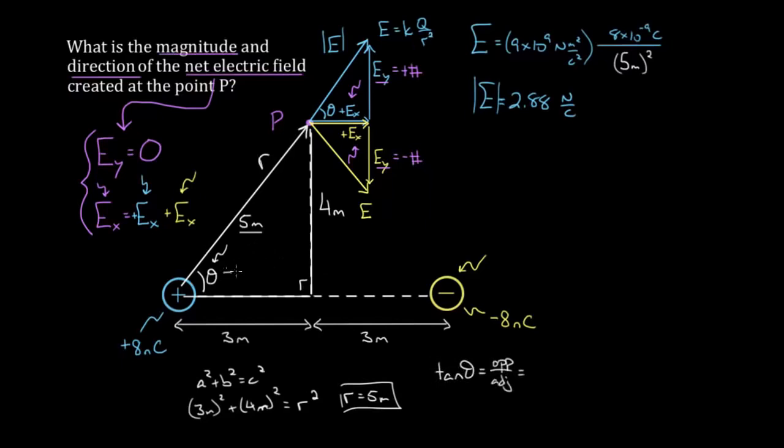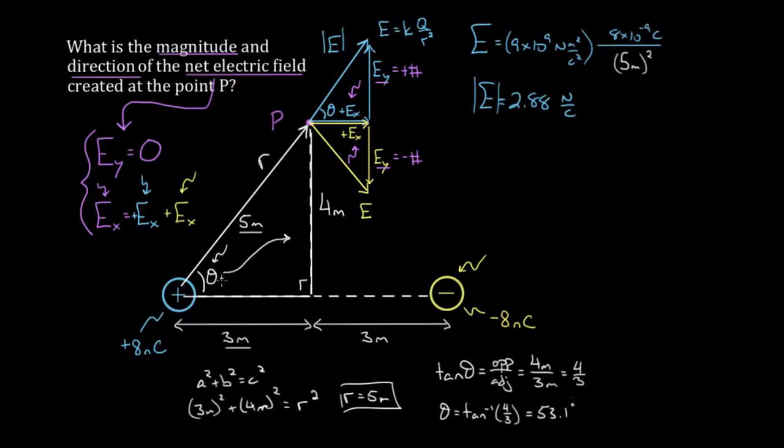We know the opposite side to this angle is 4 meters, and the adjacent side was 3 meters. So tangent theta is going to equal 4/3. How do we get theta? We say that theta is going to equal the inverse tangent of 4/3. We basically take inverse tangent of both sides. We get theta on the left. And if you plug this into your calculator, you get 53.1 degrees. So that's what this angle is right here.